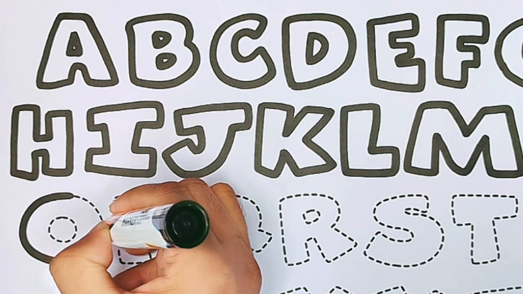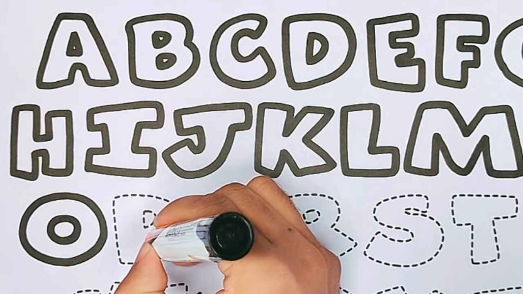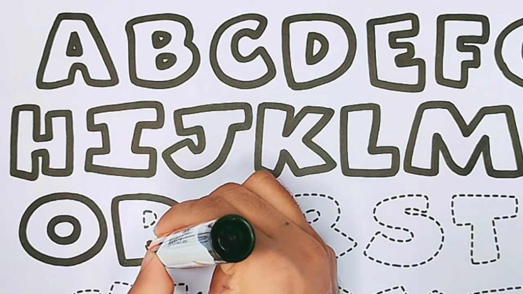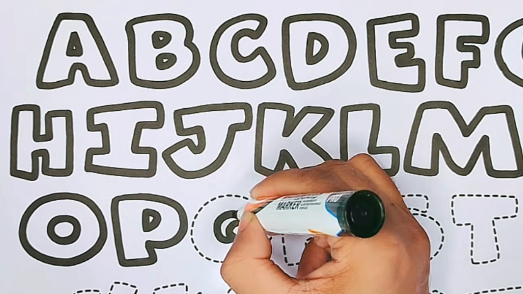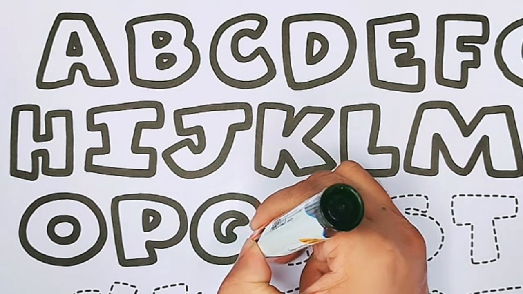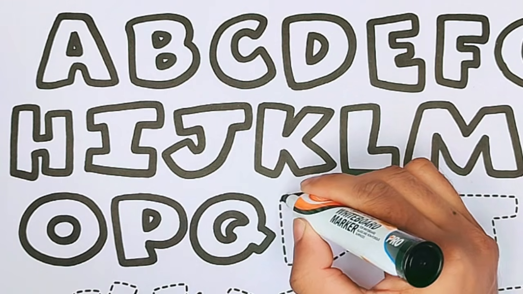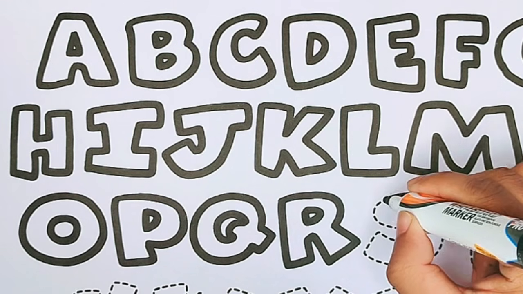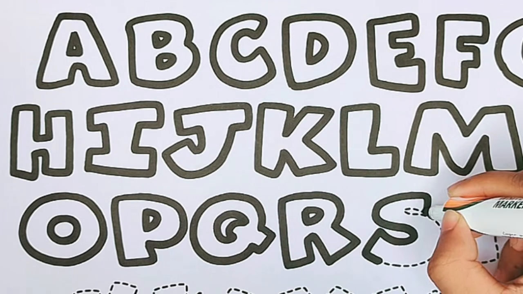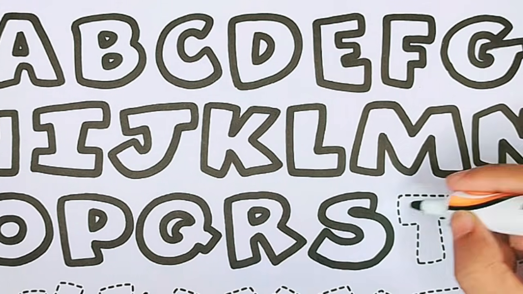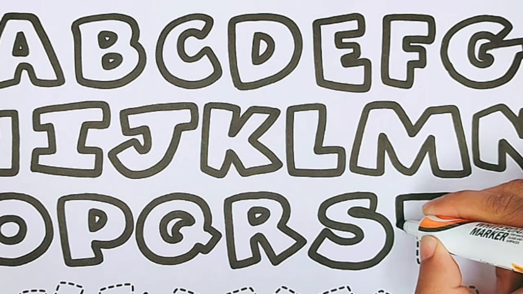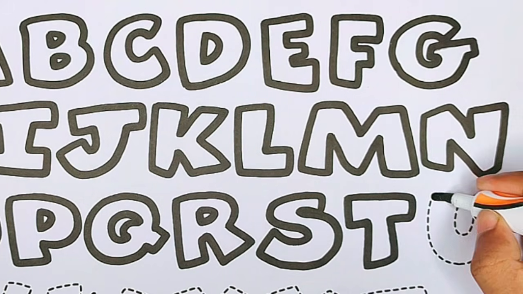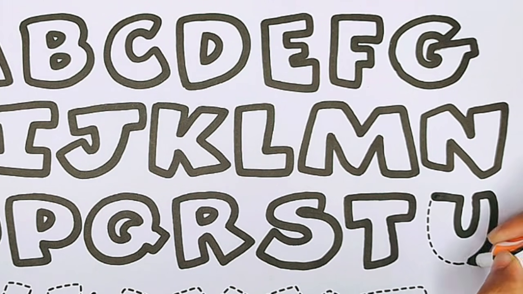O for onion. P for pear. Q for quartz. R for rainbow. S for strawberry. T for teddy bear. U for unicorn.